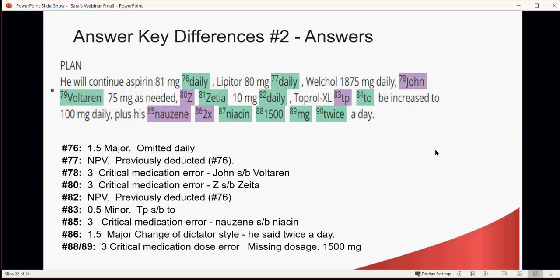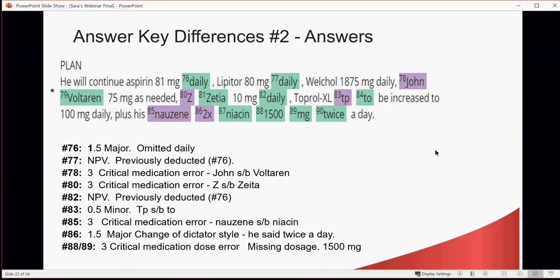Daily was missed again. Omitted dictation, we've already marked that. Toprol XL, TP instead of TO. That clearly is just a typo. That would just be a minor. If they had put capital TP, or if TP actually stood for something that might make a difference, if it was an abbreviation, it might be a different story. But it really is a true typo. So that should be 2. That's a minor error.